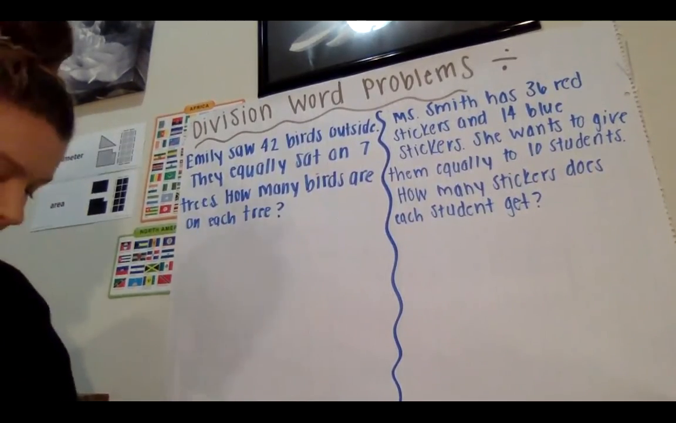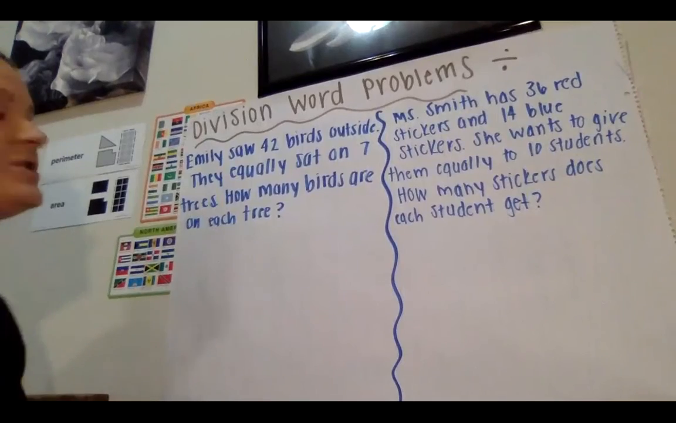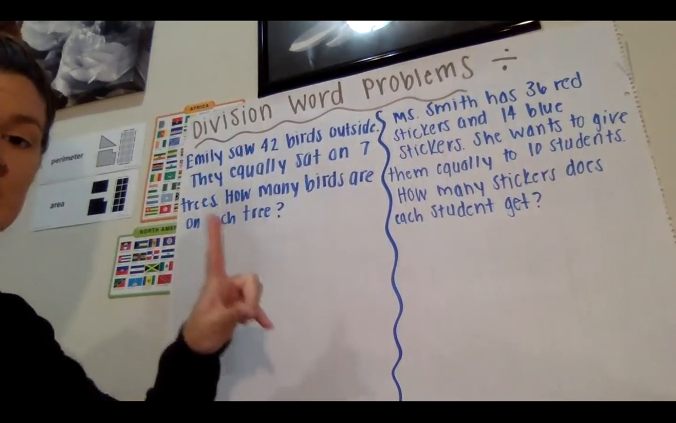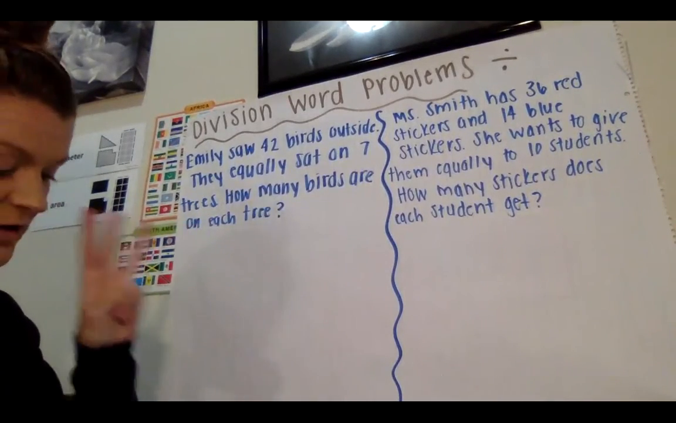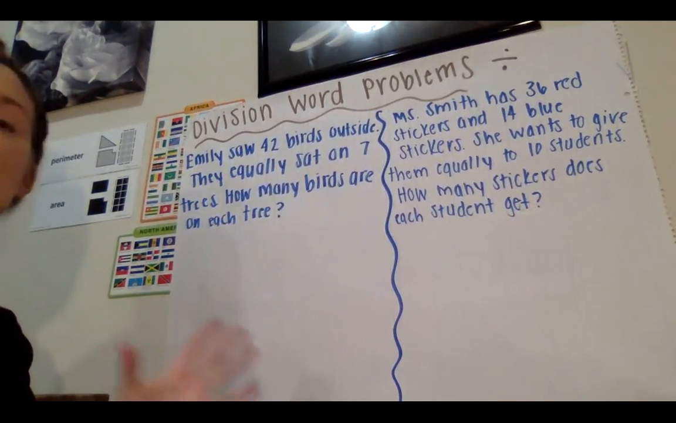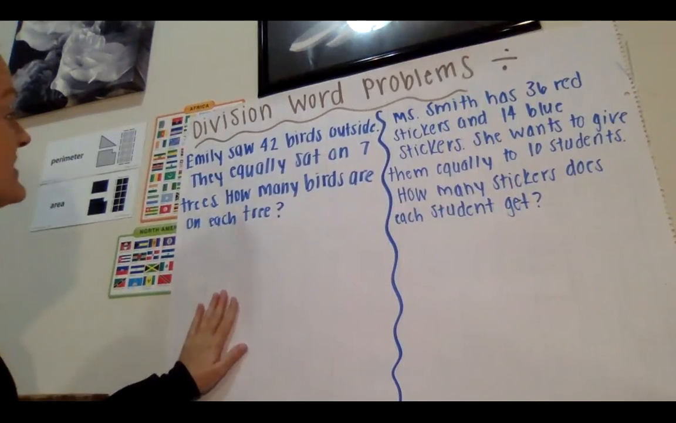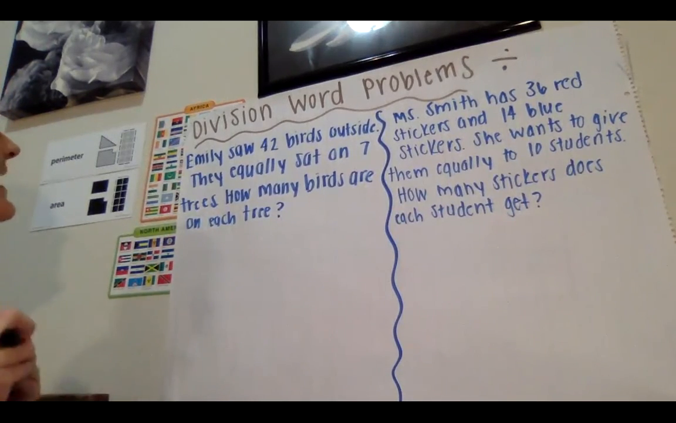I want us to keep in mind the strategies that we talked about yesterday that we can use for multiplication. We can use those also for division. So tape diagrams, equal groups, arrays, related facts, number bonds. All of those strategies that we use for multiplication can be used again for division. So let's look at this problem.